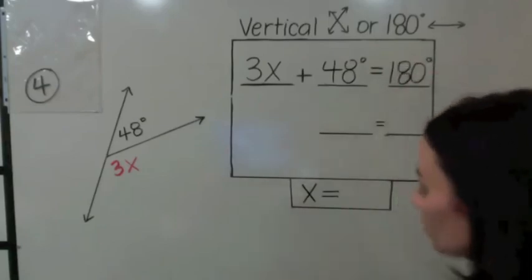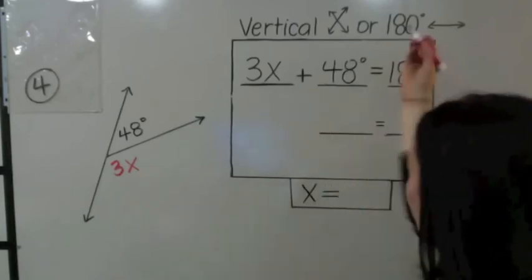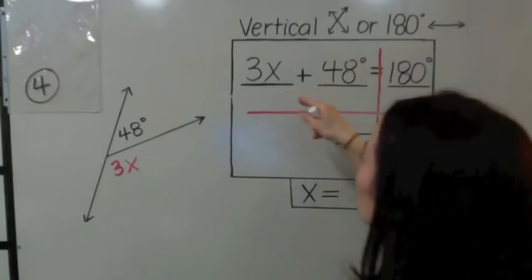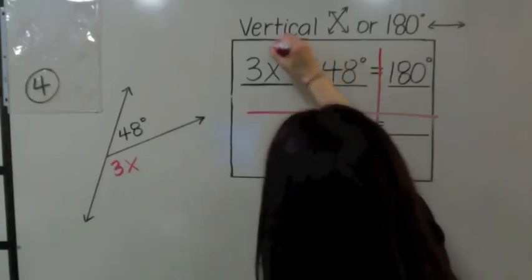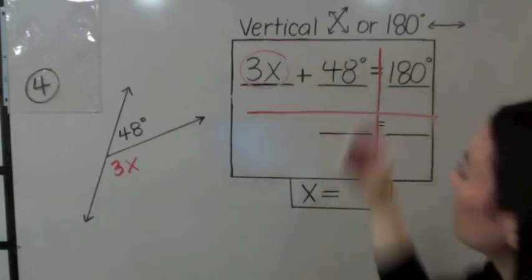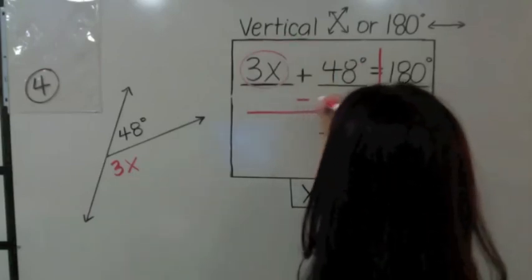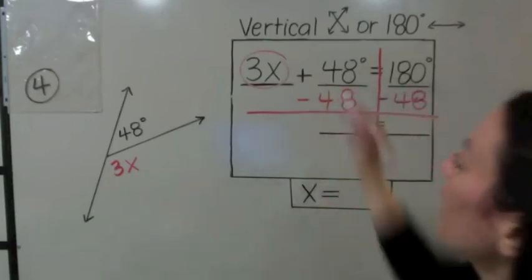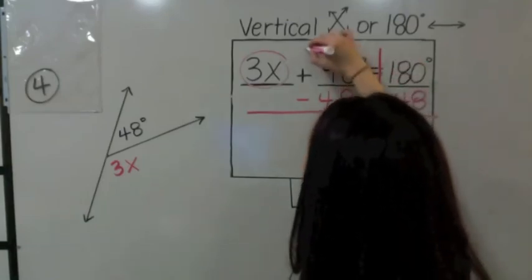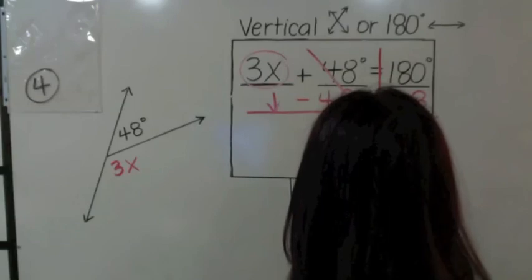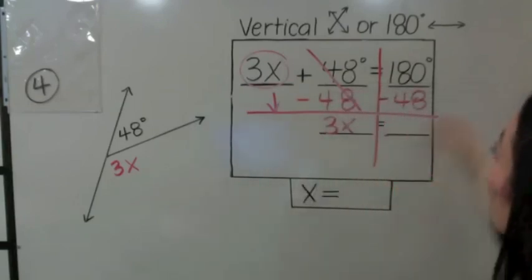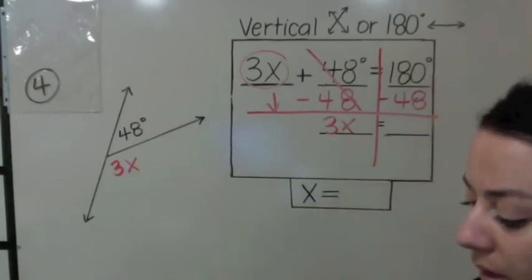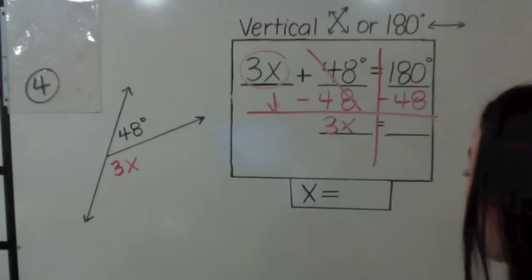Very good. So now we're going to solve this equation. First, we're going to make a t. Make a t. And then I want you to circle 3x. That's what we're looking for, right? What is the opposite of positive 48? It's negative 48, both sides, negative 48. Positive 48 and negative 48 make 0. Bring down 3x. Now you can use your calculator to figure out what is 180 minus 48. So take 180 minus 48. What do you get?